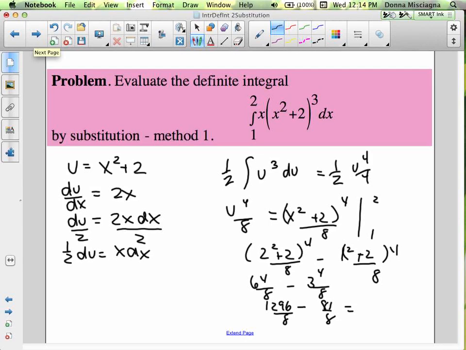So that's going to give us 1215 over 8. That's not going to reduce. There's no way that reduces. The only factor of 8 is 2.